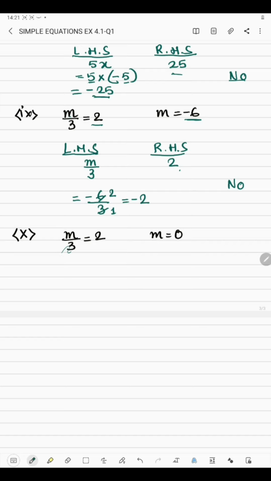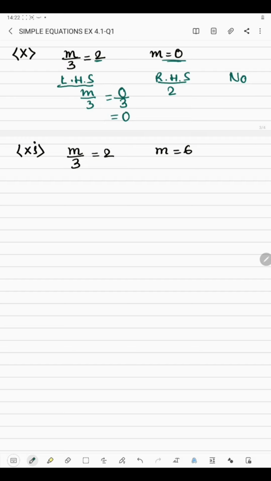So in this equation again the same equation is there, m by 3 is equal to 2. So we'll write m by 3 again because this is there on the left hand side, and here the value of m is 0. So in place of m we have put 0. So 0 by 3 is 0. Why? Because we know that 0 by any number is 0. And on the right hand side we have 2. And 0 and 2 is not same. So left hand side is not equal to right hand side. So we'll write no.